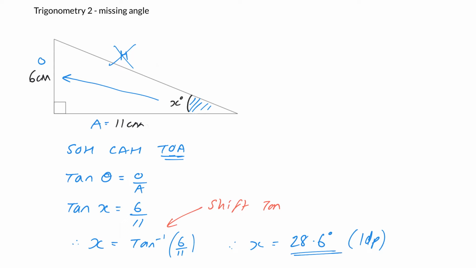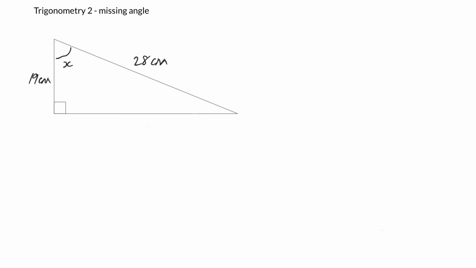Okay, let's look at another question. So the method is exactly the same. Step 1, label the diagram. Well, there is the hypotenuse. Look away from the angle, that is the opposite, and therefore that must be the adjacent. So we have the hypotenuse, we have the adjacent, and we don't need, and we're not looking for the opposite, so I'm going to cross that one out.